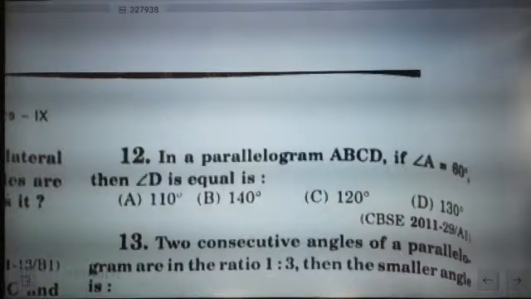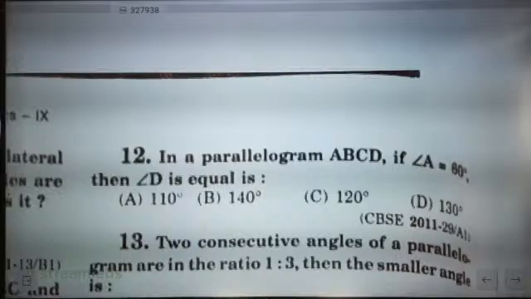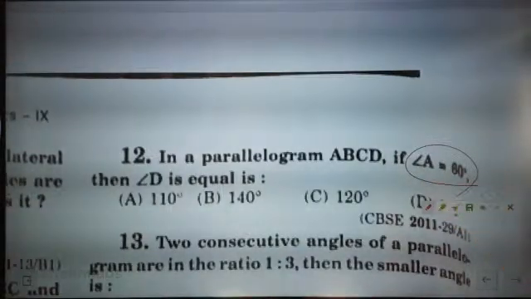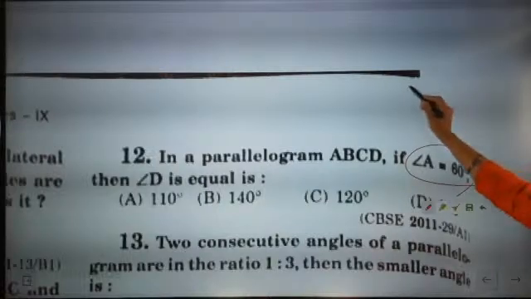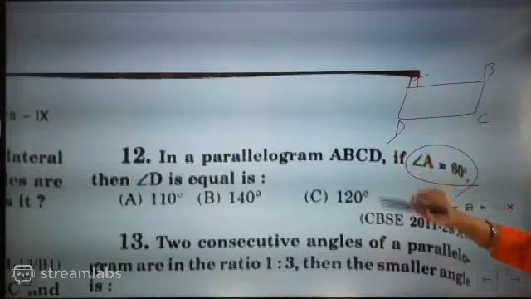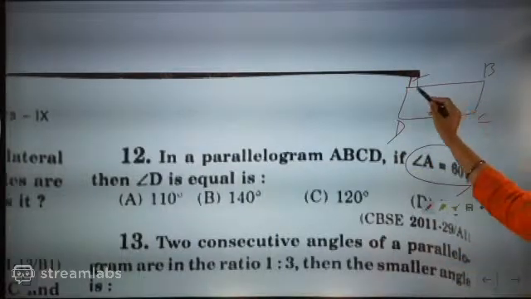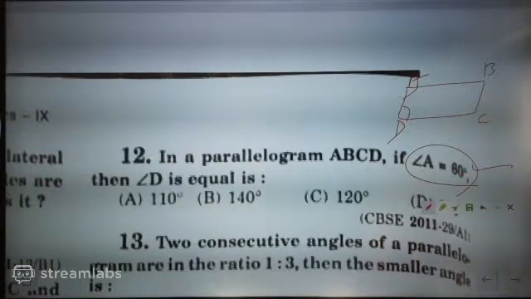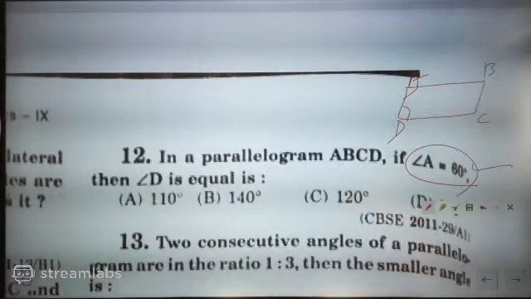In a parallelogram ABCD, if angle A is equal to, what degree is given? Then angle D will be. Can you tell me? If angle A is equal to this, then what will be D? We know that in a parallelogram, the sum of adjacent angles is exactly 180 degrees. So what is the degree given here? If you will read it out.